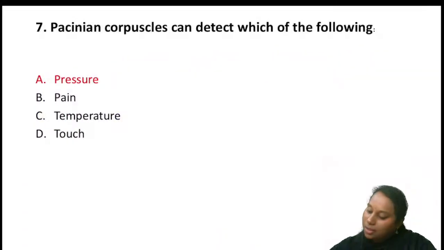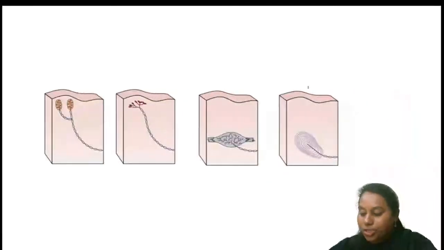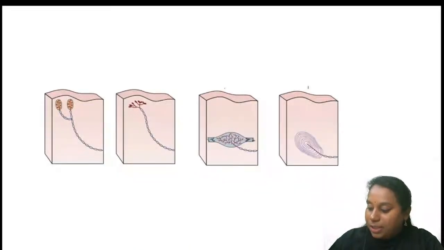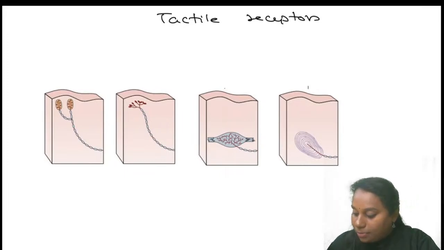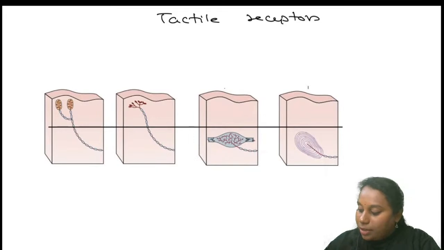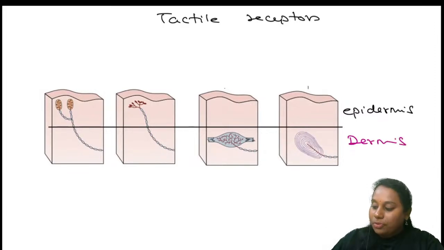Question number 7. Pacinian corpuscles can detect which of the following? Answer is pressure. The question is about the tactile receptors. What are the tactile receptors? Tactile means touch, pressure and vibration. There are 4 tactile receptors based on the anatomy, whether they are located superficially on the epidermis or deep inside the dermis.